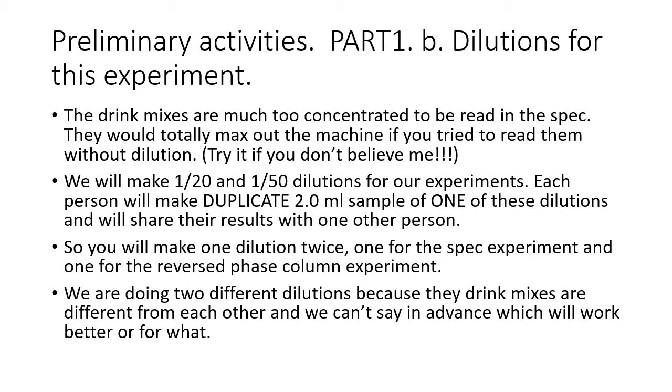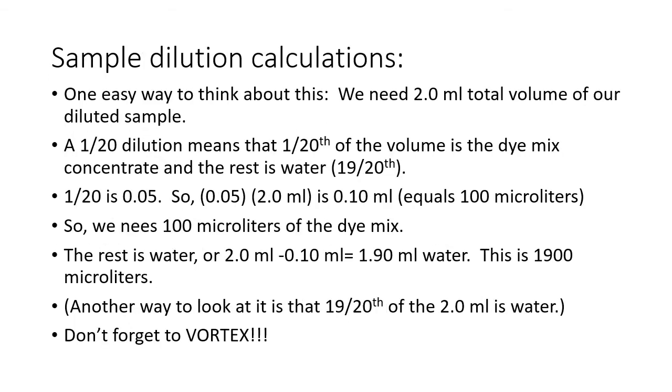Okay, so in terms of how to do this, one way to look at dilutions, which I think is the easiest way, first you decide how much you want to make. And we're going to use 2 ml total volume because that's a good volume to fit in these tubes in this spec. Okay, a 1 to 20 dilution means that 1/20th of the volume of the final solution is the concentrate. So 1/20th of 2 mLs is what we're going to use for our dilution. And that's 0.05. 1 divided by 20 is 0.05. So 0.05 times 2 mLs equals 0.1 mL equals 100 microliters.